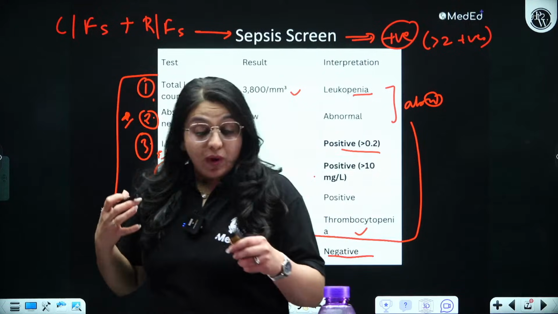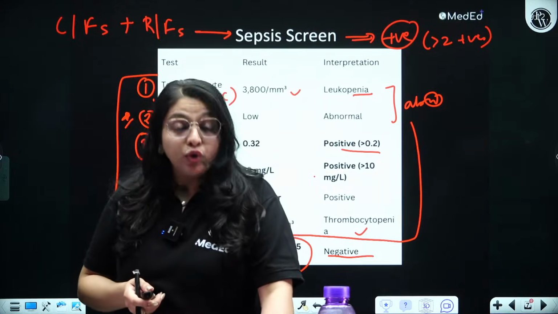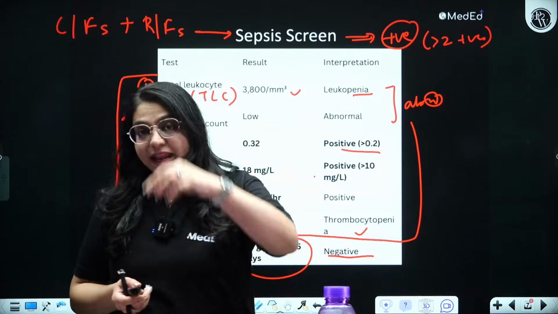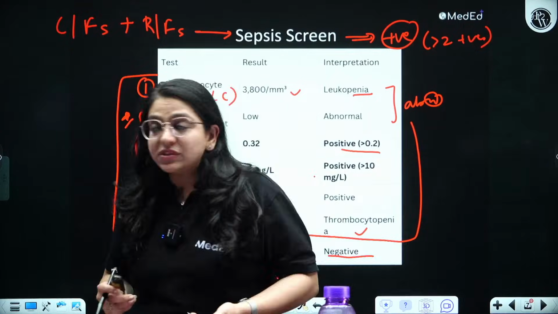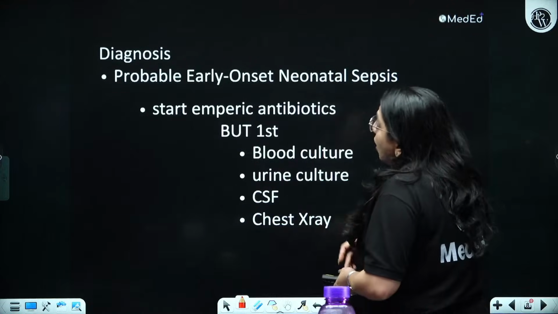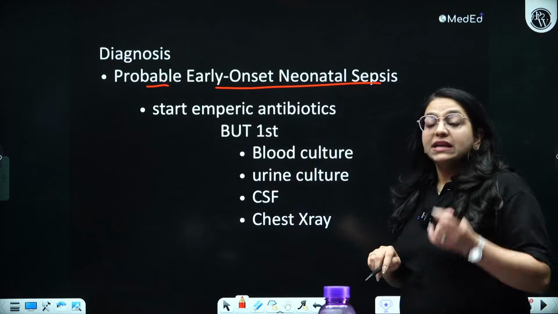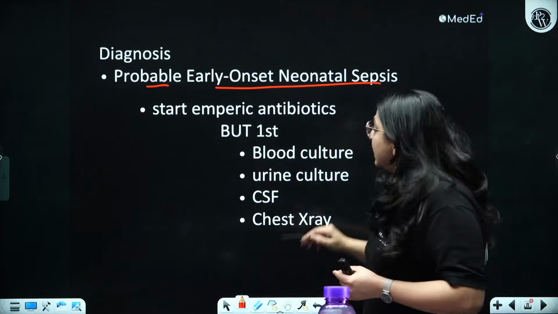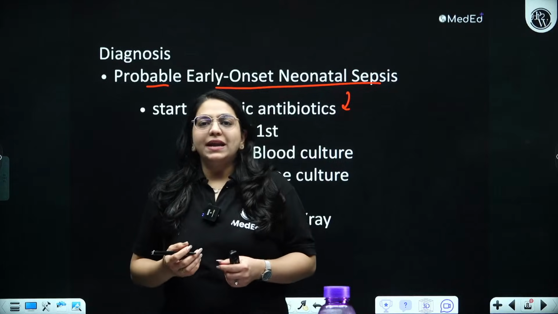So now what? Why is the blood culture negative? Does a negative blood culture mean no sepsis? Does a negative blood culture mean that there is no bacteremia, there is no sepsis? So, of course, the probable early onset neonatal sepsis is my diagnosis. The next thing that I have to do is immediately start on empirical antibiotics. We will just see what empirical antibiotics we use.